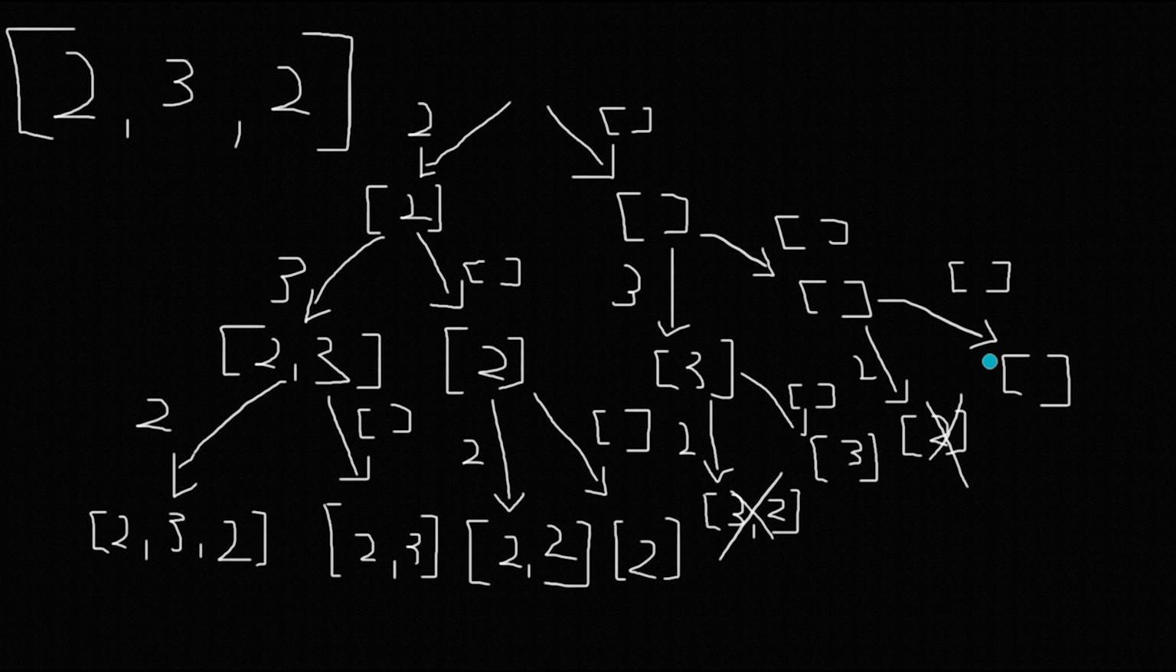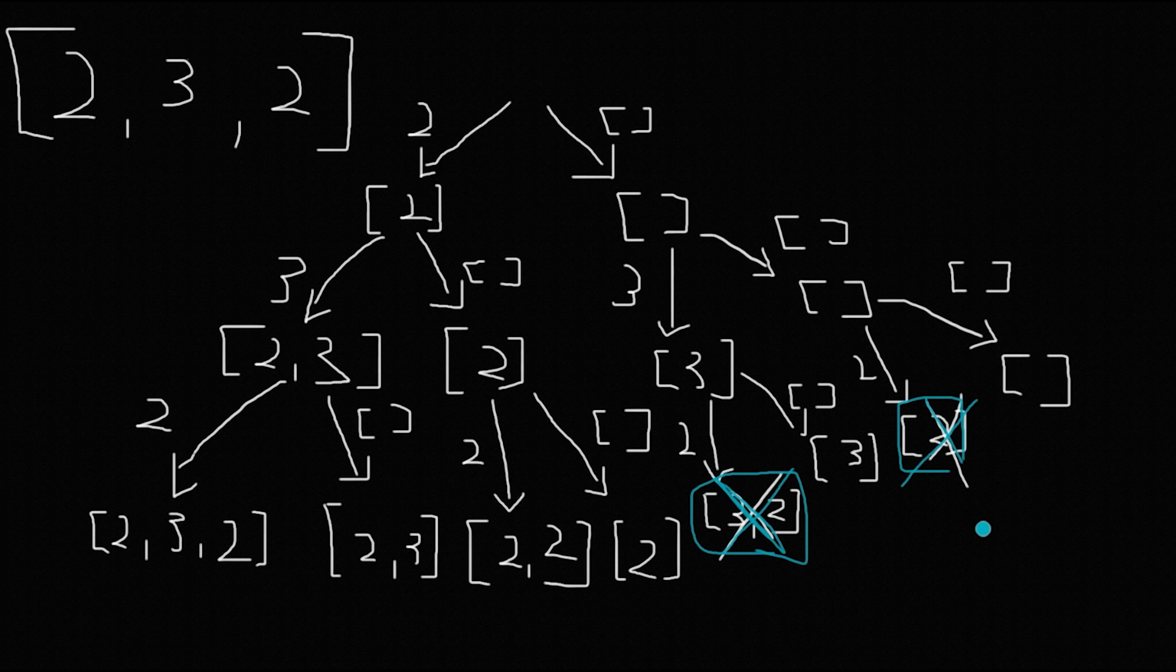But there are a few duplicates, like 3, 2 and 2. We already have 2, 3 here, so 3, 2 is a different order of 2, 3. In that case, it's a duplicate, so we have to remove this subset. Also, we already created the subset 2, and we created the subset 2 again here. So it's an obvious duplicate, and we have to remove this subset.